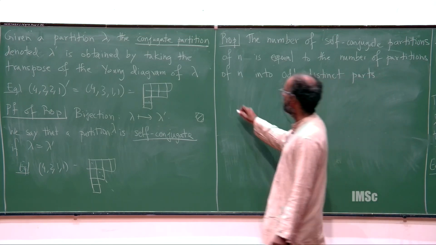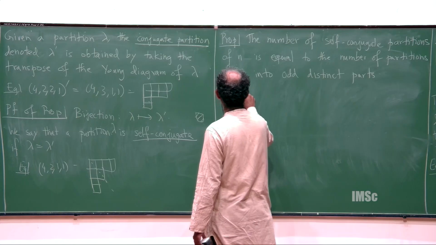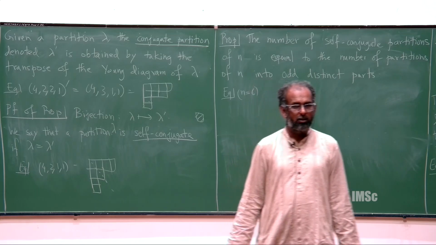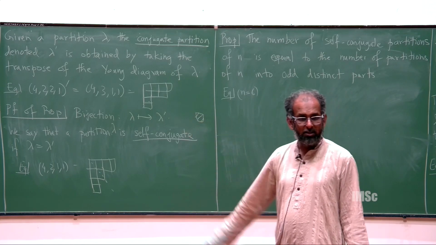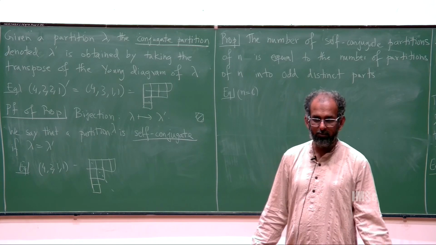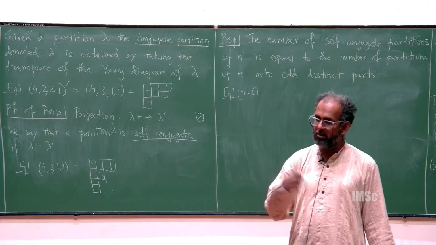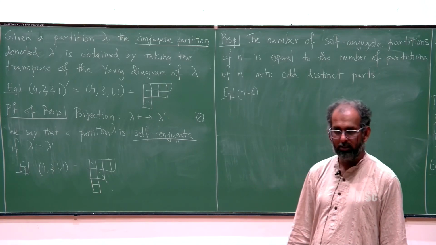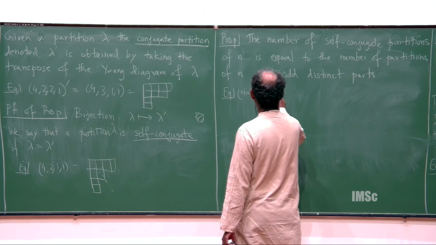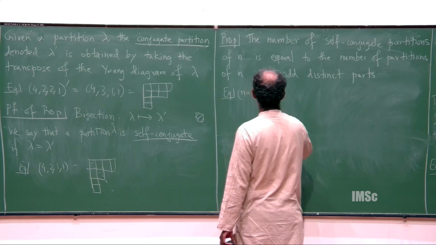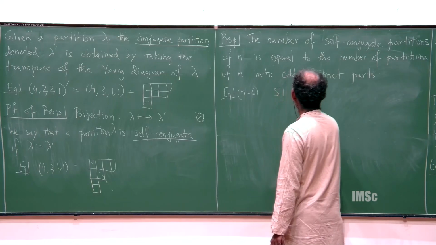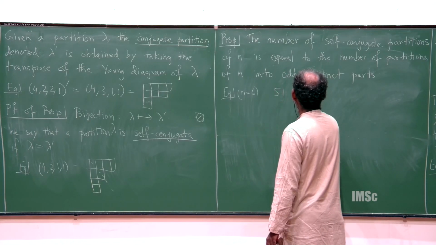Okay, so for an example, again n equals 6. So 3, 2, 1 is the only self-conjugate partition. I have listed all the odd partitions. Which one of them have distinct parts? 5, 1. There is nothing else. Otherwise either 3 is repeated or 1 is repeated. Yes? So 5, 1 is the only one with odd distinct parts.